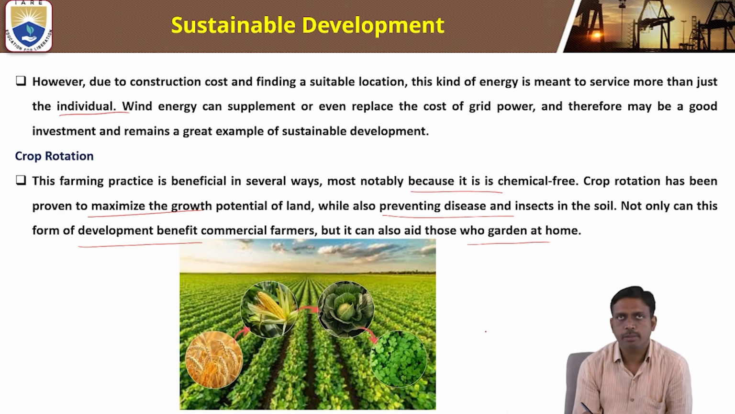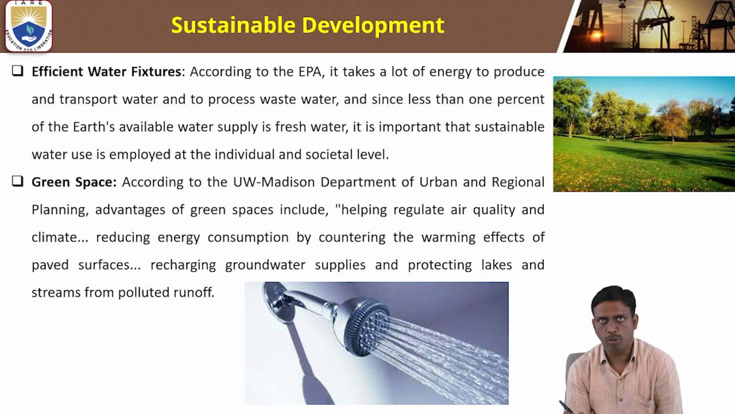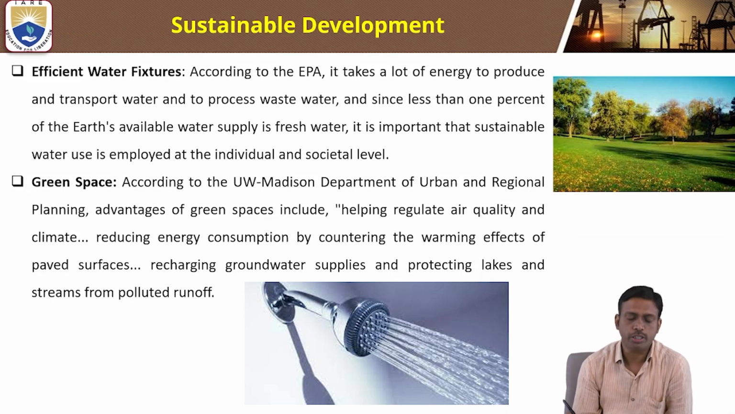Crop rotation is a farming practice beneficial in several ways. Most notably, because it is chemical-free, crop rotation has been proven to maximize the growth potential of the land while also preventing disease and insects in the soil. Not only that, it benefits commercial farmers, but it can also be applied by those who garden at home. What are the benefits of efficient water fixtures?